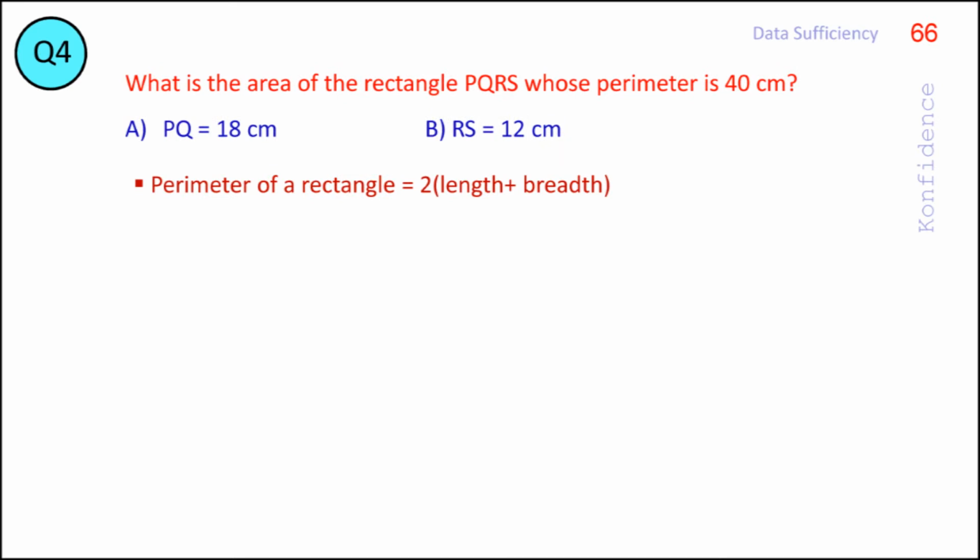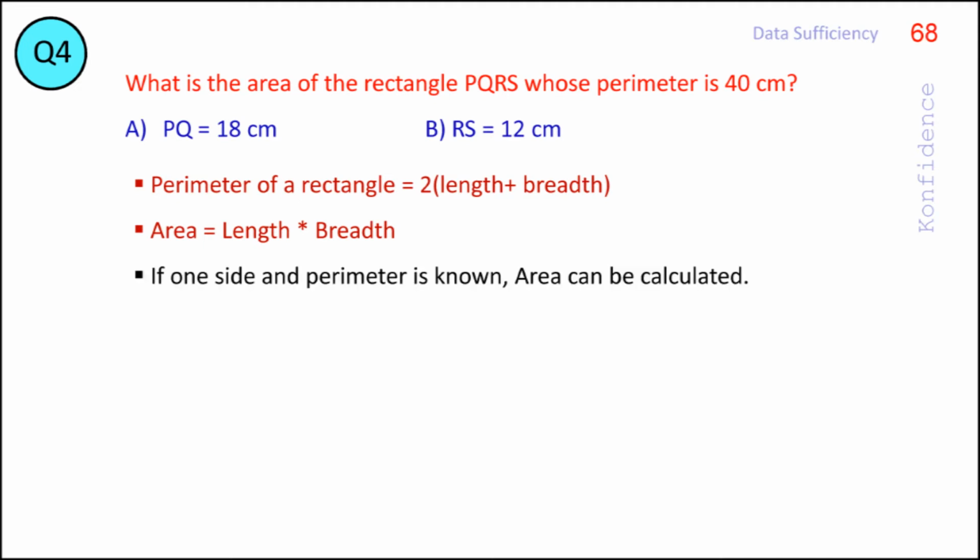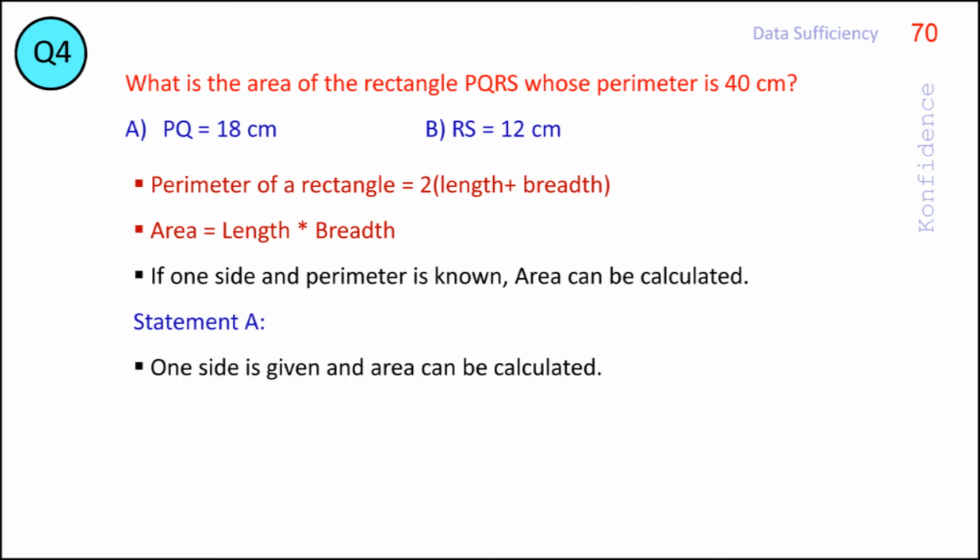We know that the perimeter of a rectangle is 2 into length plus breadth. Now, we know the perimeter of the rectangle from the given question. So, in order to find out the area, which we know is length into breadth, we just need to get one side of the rectangle. If we get one side and the perimeter, we can find out the other side. If we get both the sides, we can get the area. In the first piece of information, we get one side. Therefore, we can get to the answer.